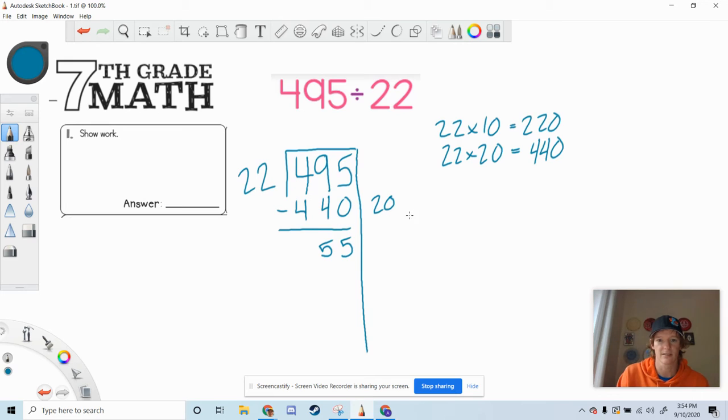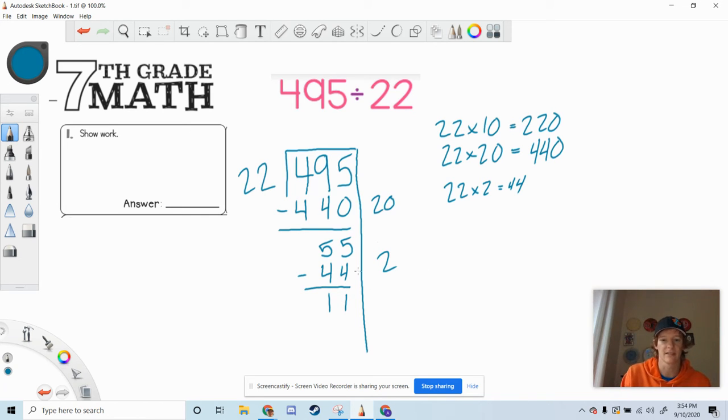So now let's see. I know that 22 times 2 is 44. So let's do two 22s. 22 times 2 is 44. So there's 2 more 22s we're taking out. And now I have 11 left.